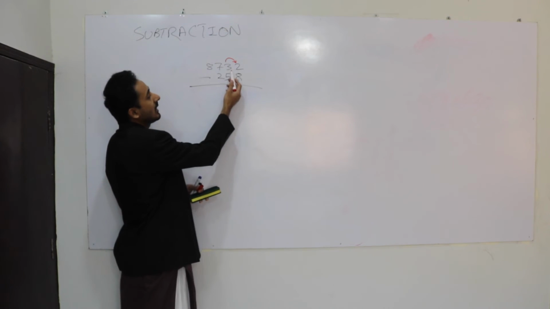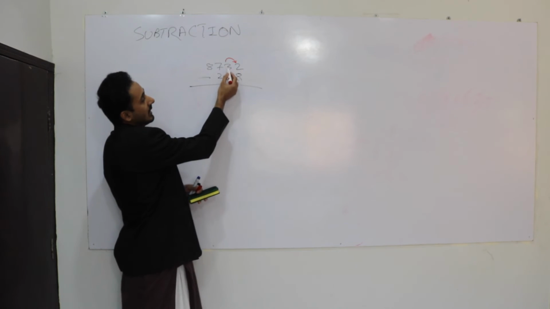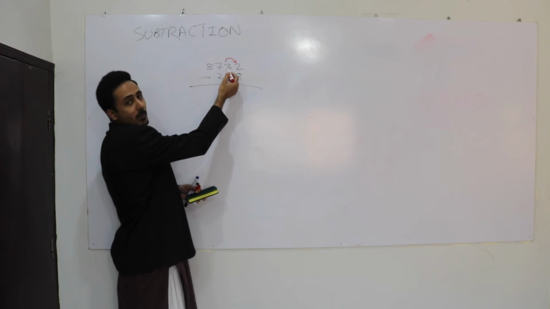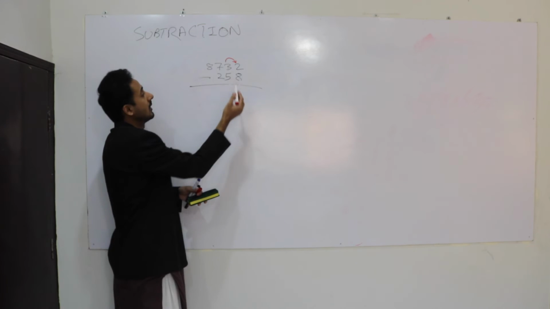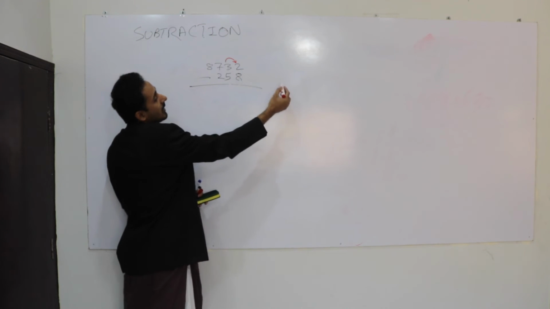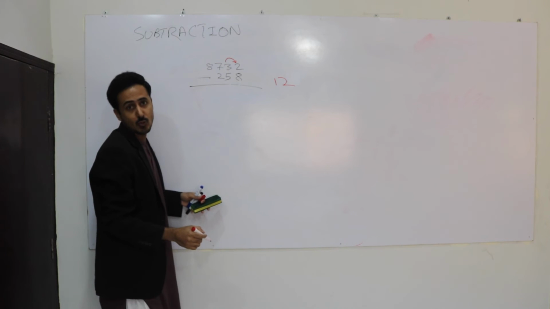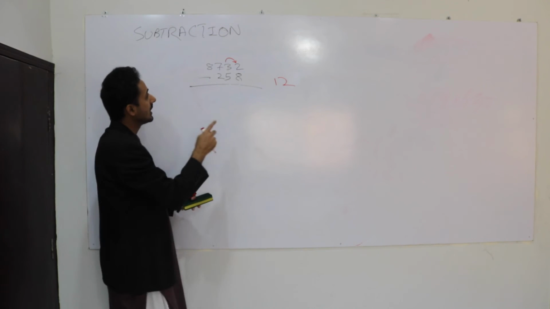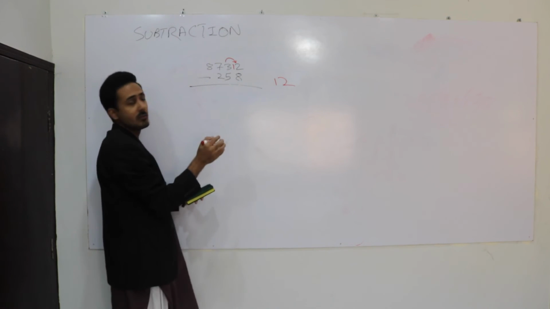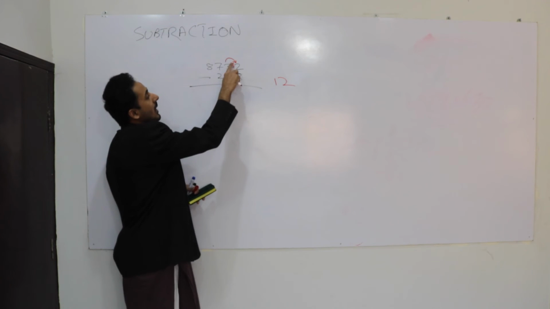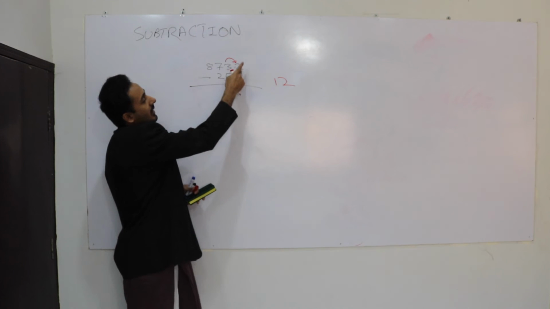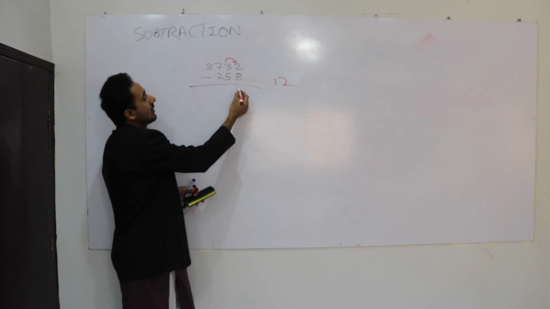And this one is 10 times greater than this one, because this is the tens place and this is the ones place. So this one will be written just before this 2, making it 12. We don't need to write it here, we will just have it in our mind. So this becomes 12, and 8 subtracted from 12, the result is 4.